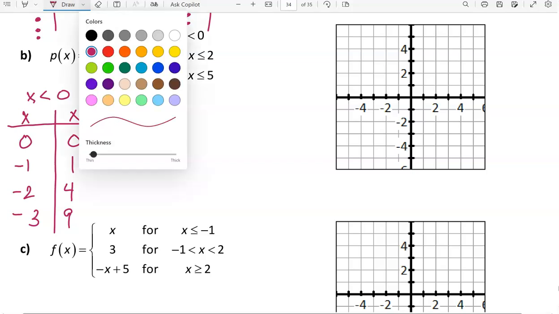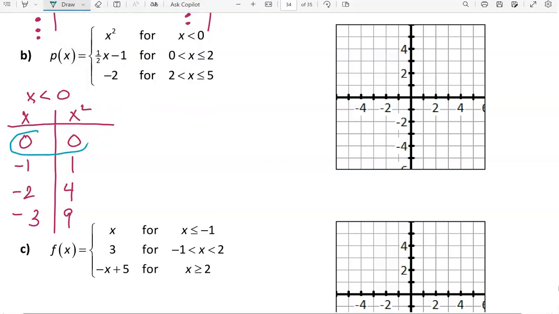And since the interval did not include 0, I'm going to indicate an open circle on that point right there. So 0, 0, we have an open circle. Negative 1, 1, negative 2, 4, and negative 3, 9 will not fit on my graph, but I know what this looks like. This is that characteristic parabola shape, but I'm only seeing 1/2 of that parabola.